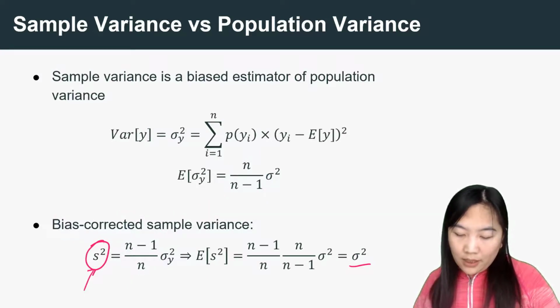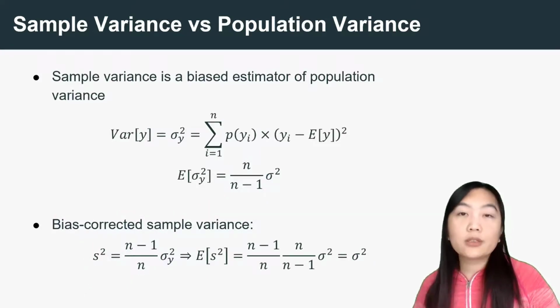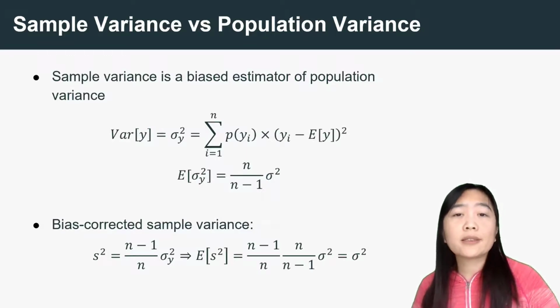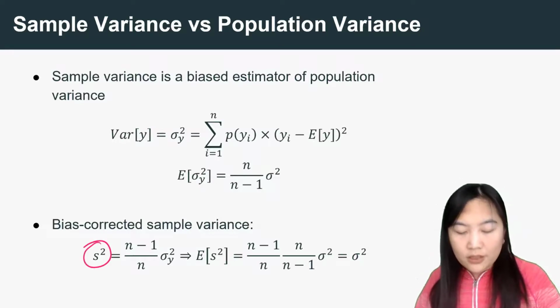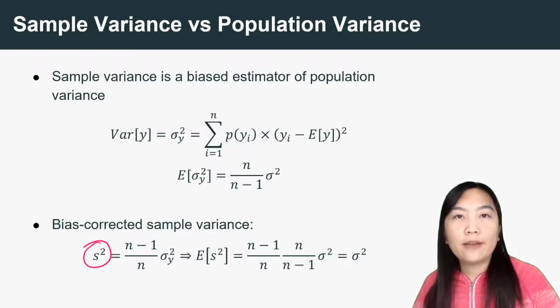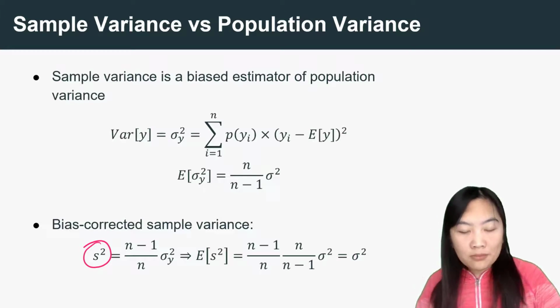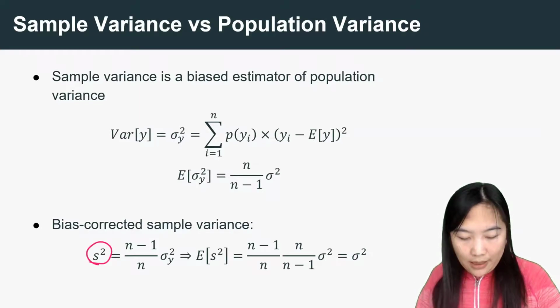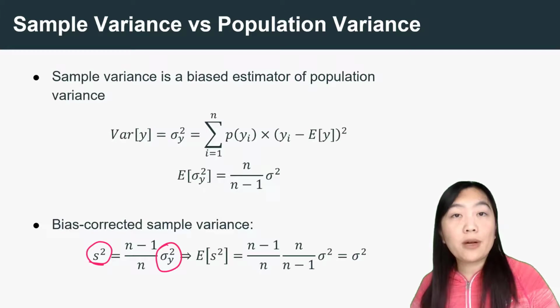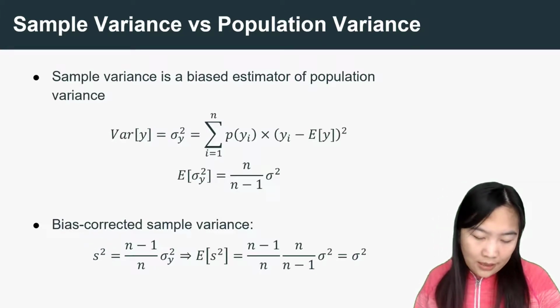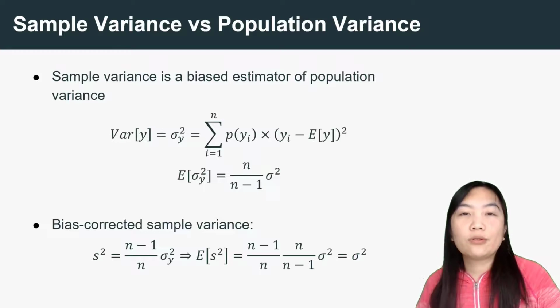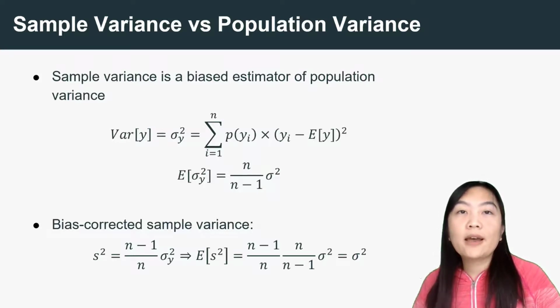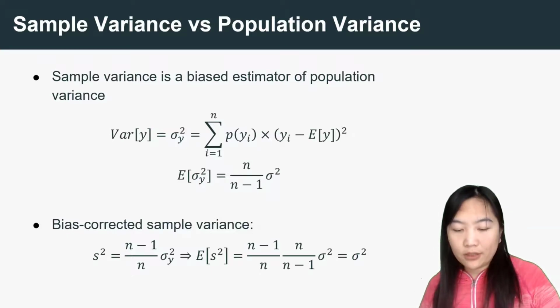A lot of the times when I asked the students in this course last year to calculate the sample variance, a lot of students calculated this one. It's not wrong, but I don't think many of the students understand the difference between this S squared and this sigma y squared. The focus of this course is not to come up with an unbiased estimator of the population variance. That's not the focus of this course.